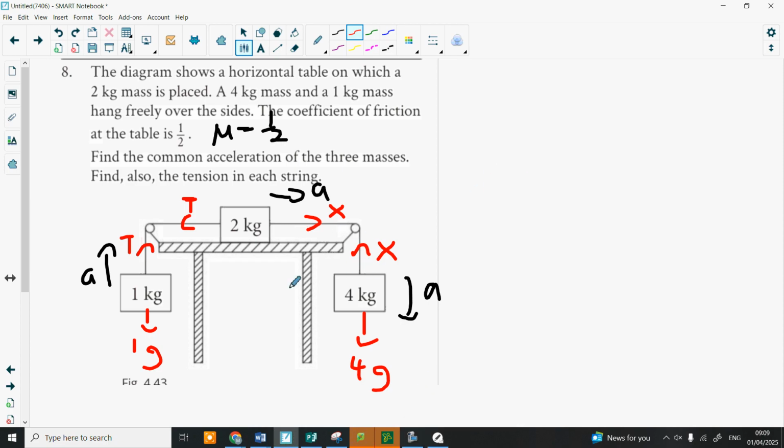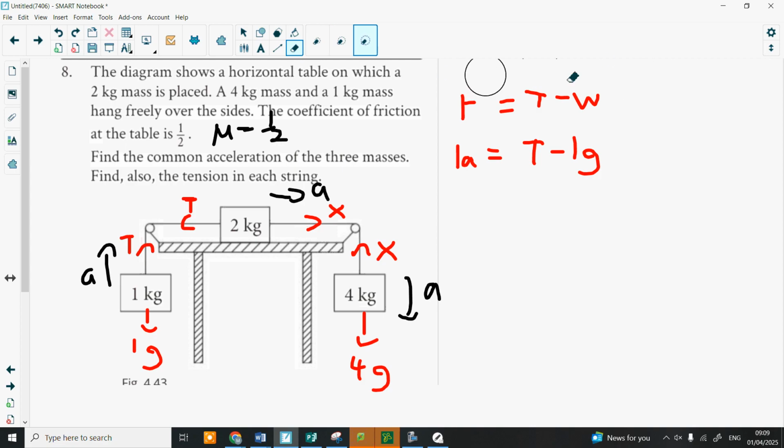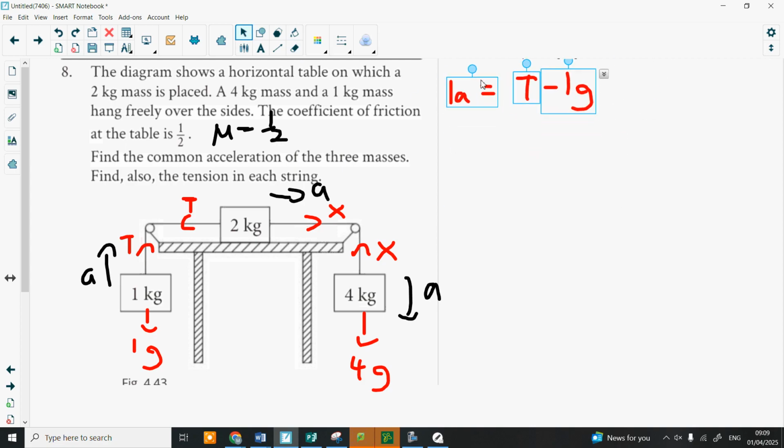So let's start with the 1 kilogram particle. Up or down? Up. Which means what? Up. T minus 1G. Okay, so would you all agree with 1A? Would you all agree with T? And would you all agree with 1G? Done. First one done. Okay, and that's nice and handy there.